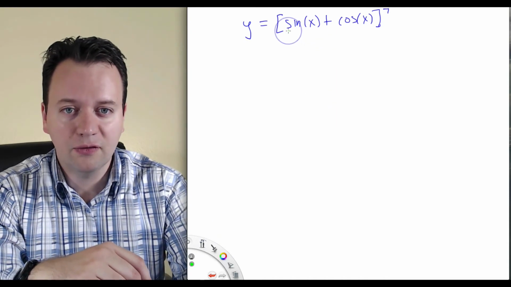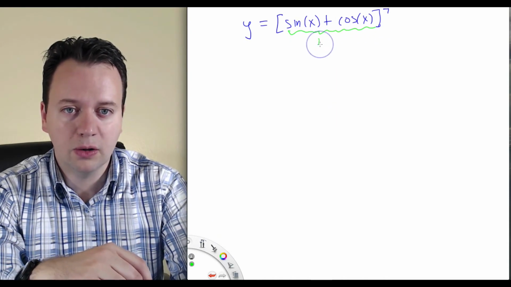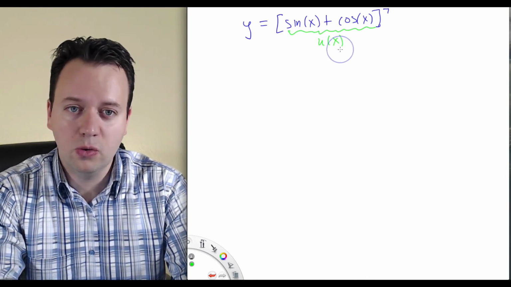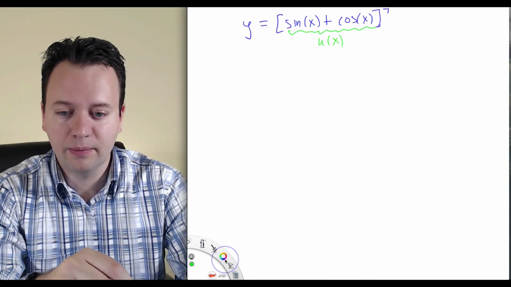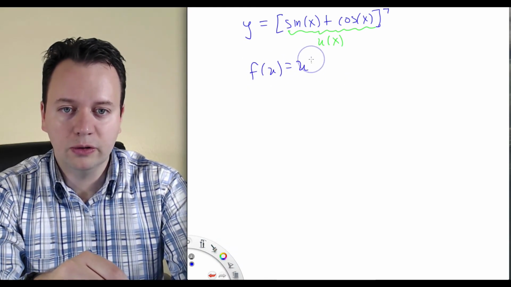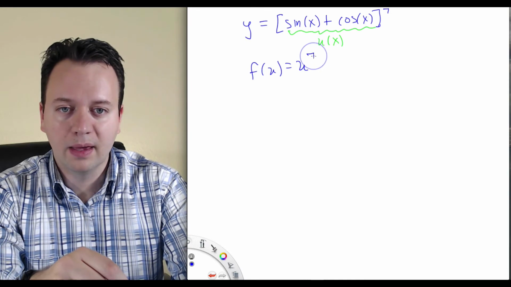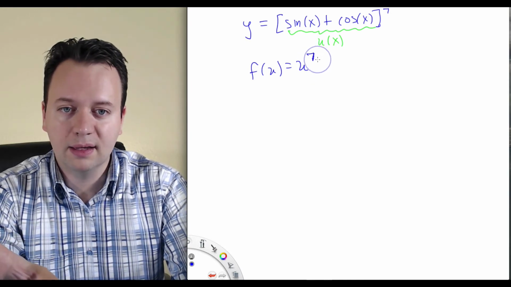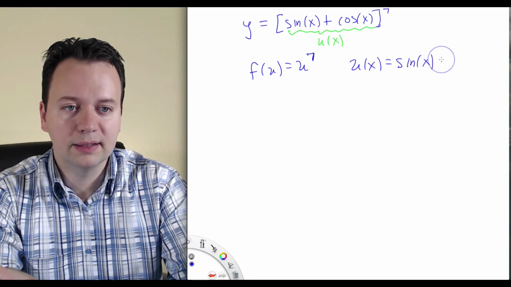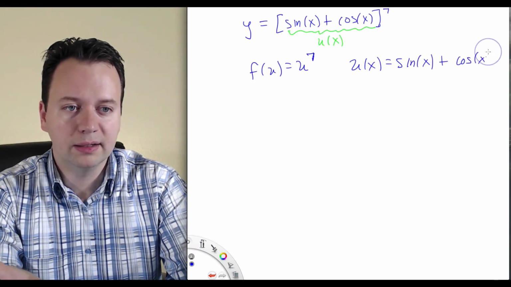So our inside function is really right here, so that's all u of x. And so this function is basically u of x to the power 7. So f of u is just equal to u to the power 7. And then u of x is the inside stuff, sine of x plus cosine of x.